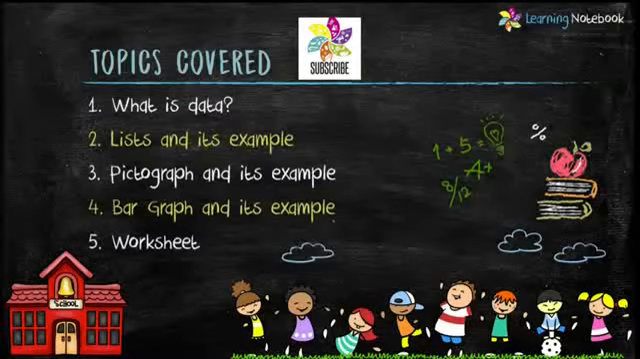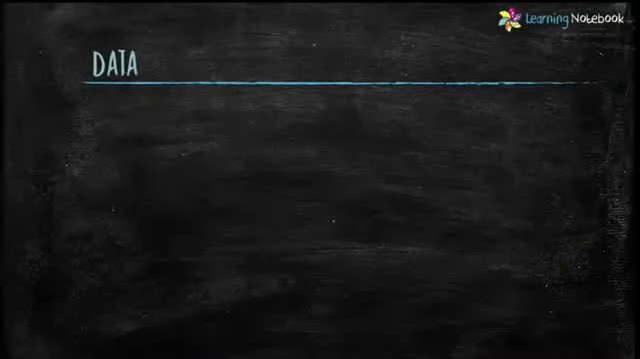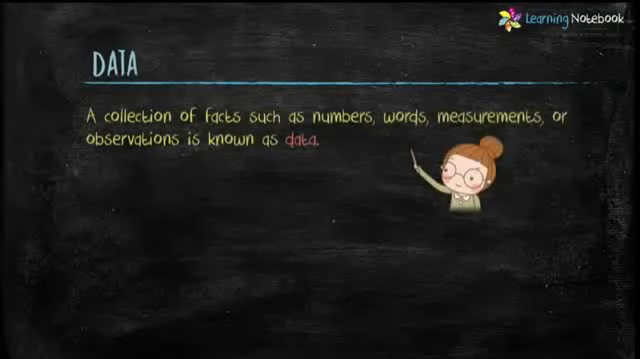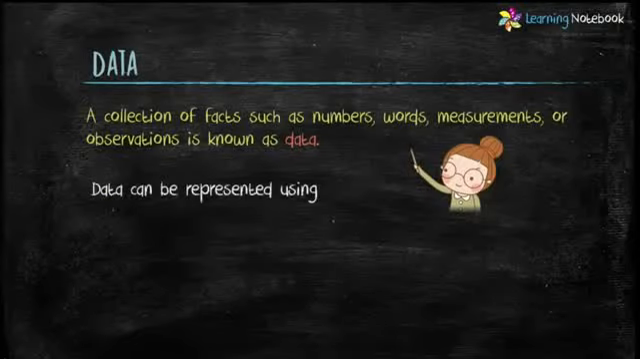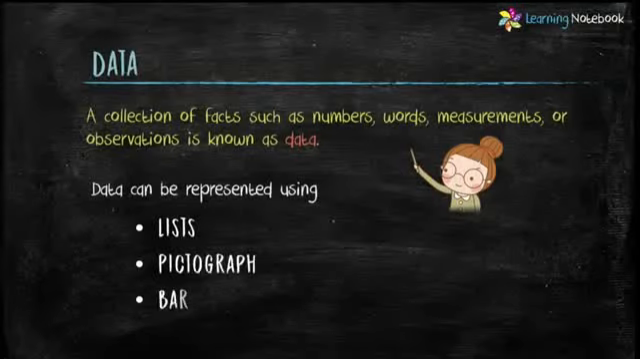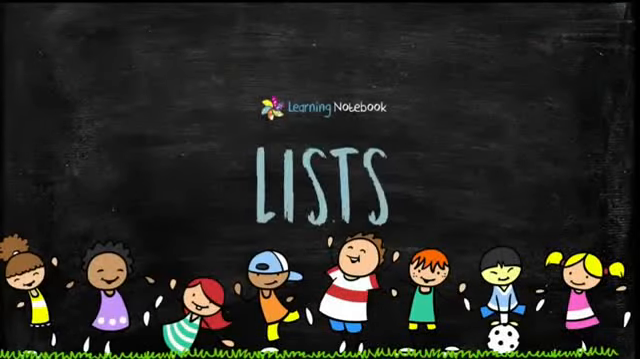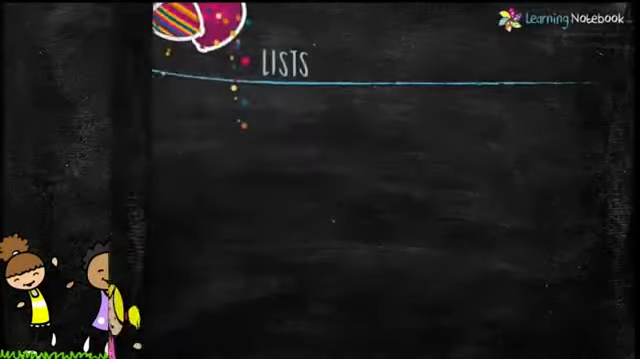for your practice. A collection of facts such as numbers, words, measurements or observations is known as data. Students, data can be represented using list, pictograph or bar graph. So let's first see how data is represented using list.